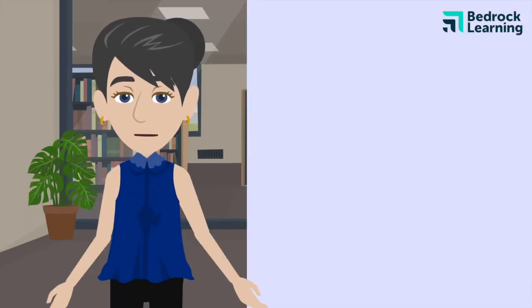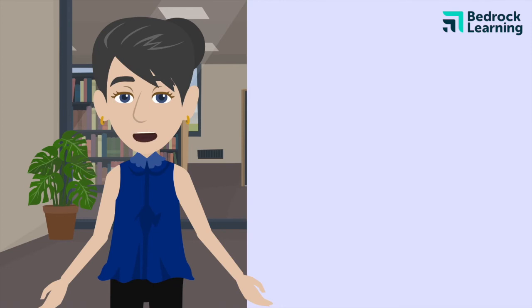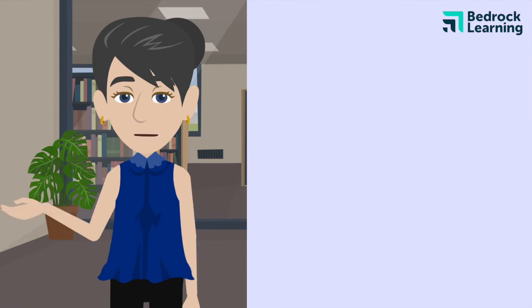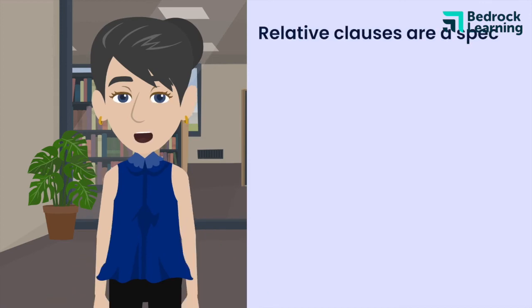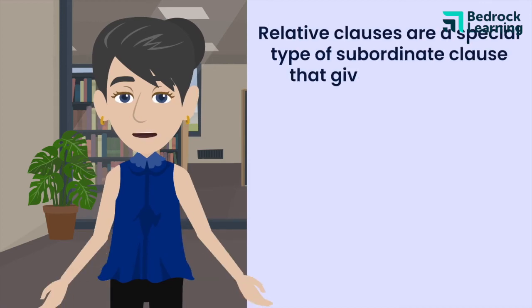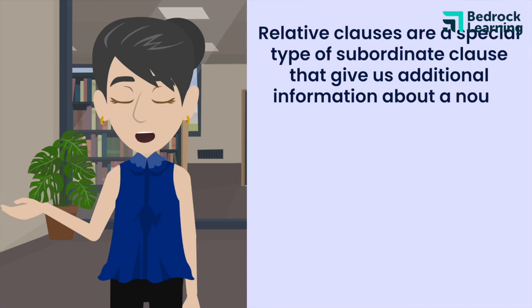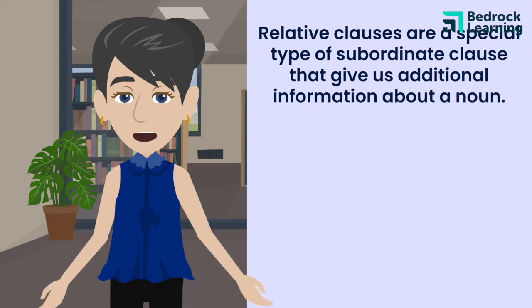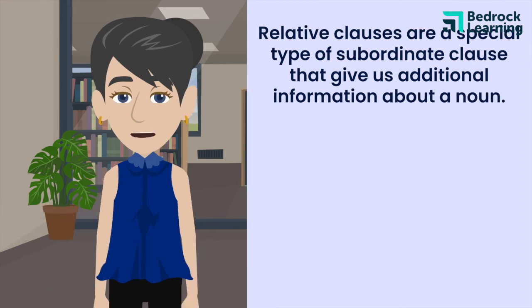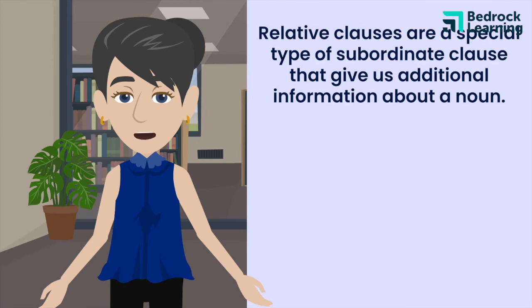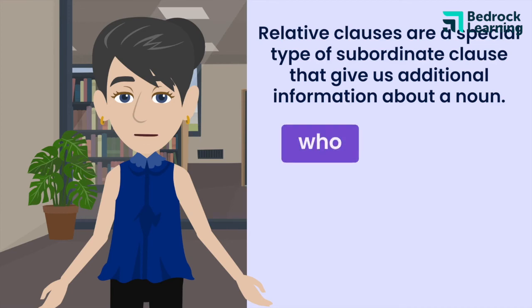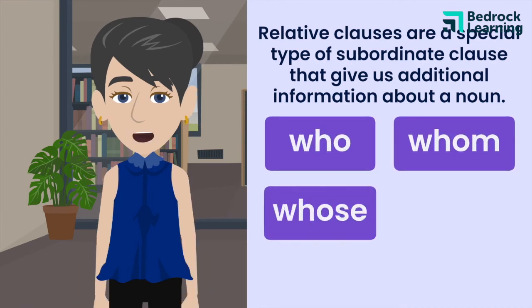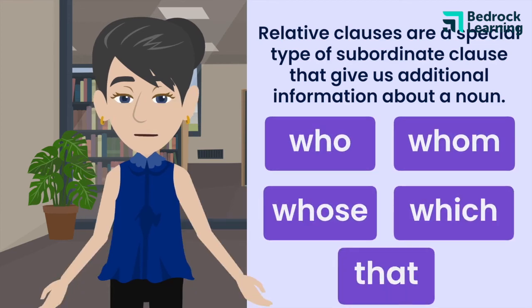Another option for expanding noun phrases is to use a relative clause. Do you remember what a relative clause is? Relative clauses are a special type of subordinate clause that give us additional information about a noun. We often use relative clauses to expand noun phrases. Relative clauses are introduced by a relative pronoun, which could be who, whom, whose, which, or that.